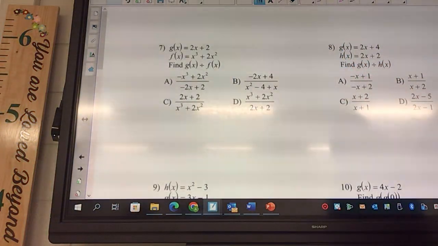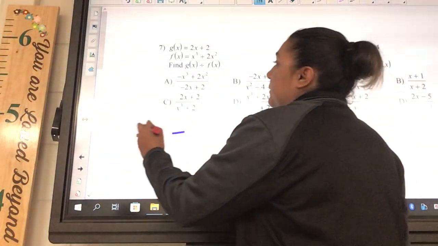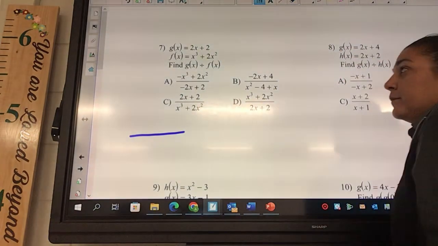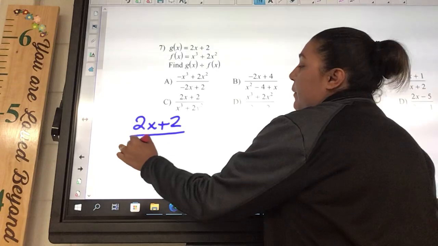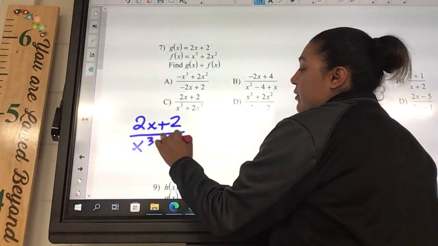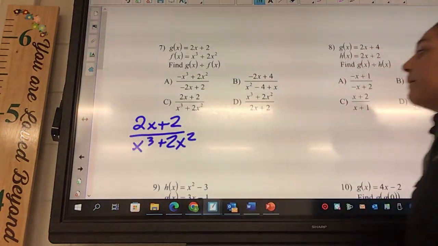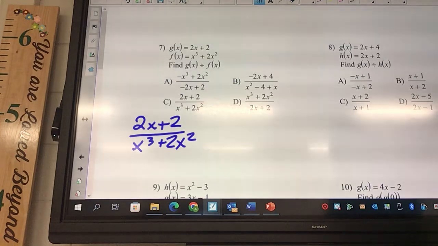Okay, for the division, what's going on top? 2x plus 2. And then on the bottom, I got x3 plus 2x2. Yep, it's got to be C.